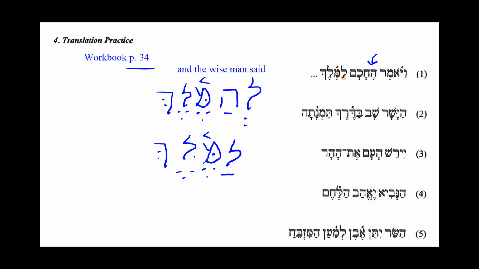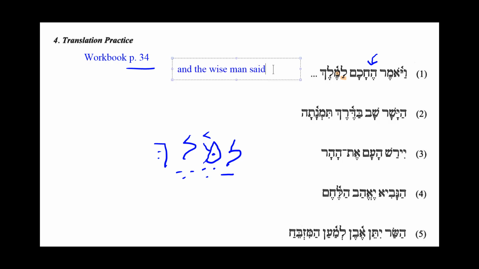To the king. So we'll come back, and we will then type in, "and the wise man said to the king." And then notice the dot, dot, dot. That probably means that there's going to be some kind of quoted speech after this. And the wise man said to the king, I want you to cut my head off, or whatever you're going to say to the king. Probably not that, but there will be some kind of reported speech after this.